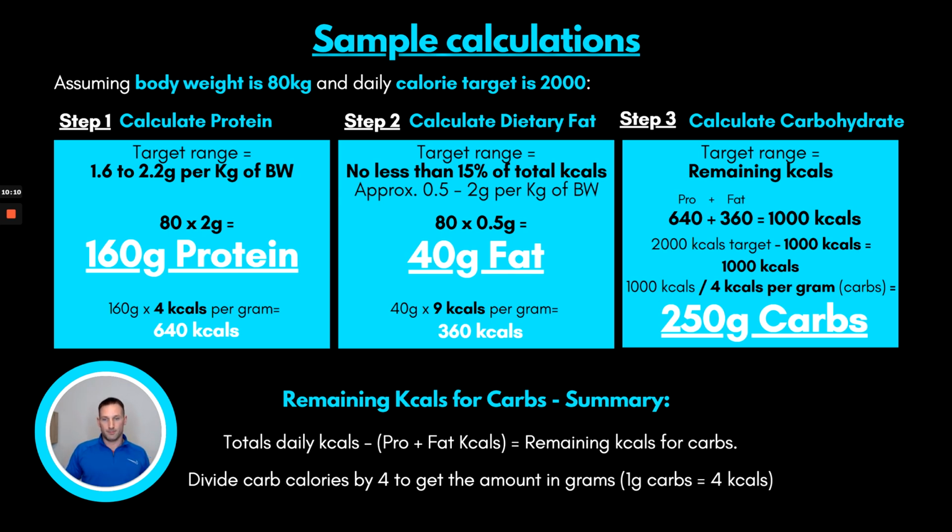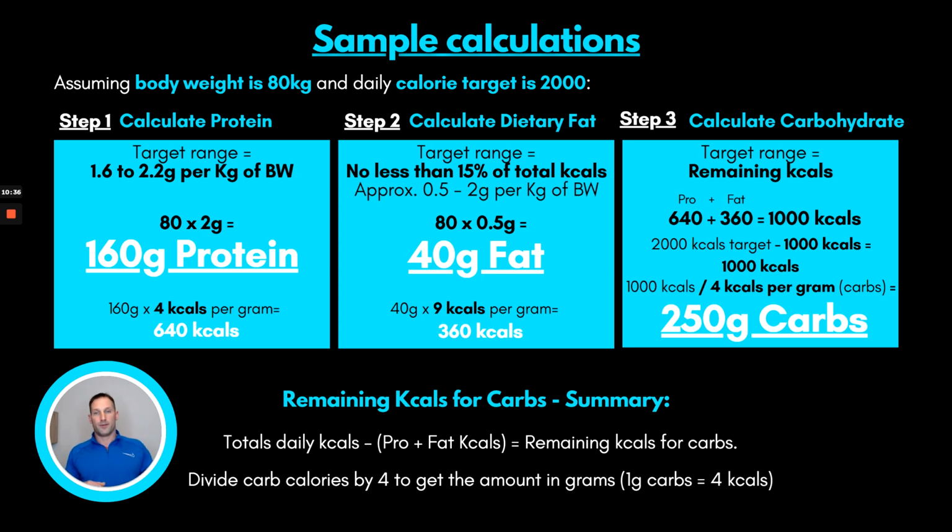Okay, so in summary, remaining calories are for carbohydrates. So we have your total daily calories. We then subtract the sum of your protein and fat calories, and that leaves us an amount that we can assign to carbohydrates. We then divide that by 4 because carbs are 4 calories per gram. Okay, and that gives us the 250 grams that we've ended up with there.